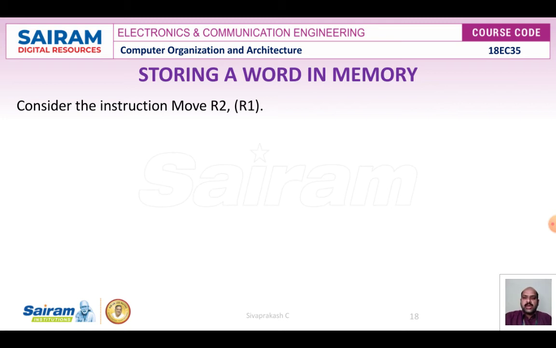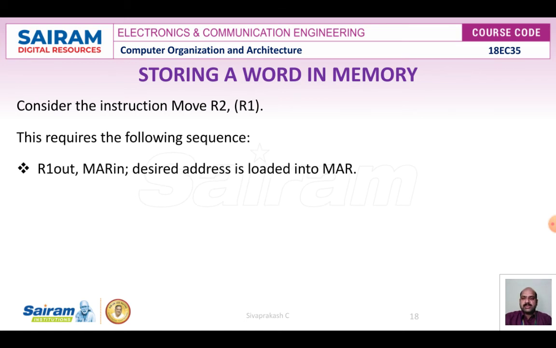Storing a word in memory follows a similar operation to fetching a word from memory. The desired location is loaded into the MAR, the memory address register, and then the data to be written is loaded into the MDR, the memory data register, and the write command is issued. Hence, executing the instruction move R2, comma, R1, where R1 uses indirect addressing, requires a sequence. Let's discuss the sequence.